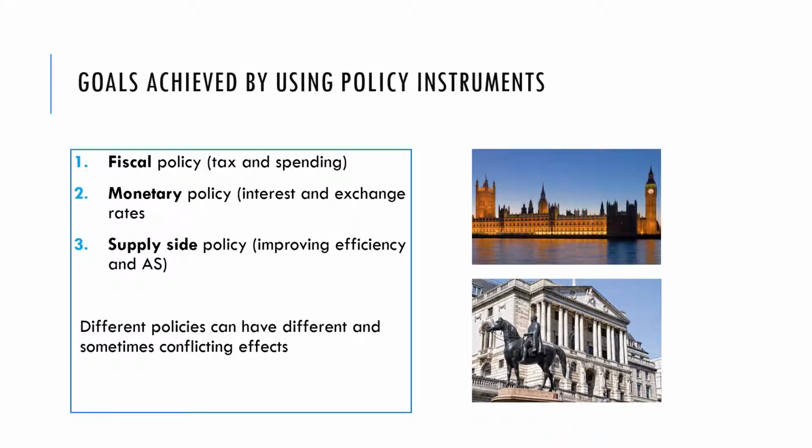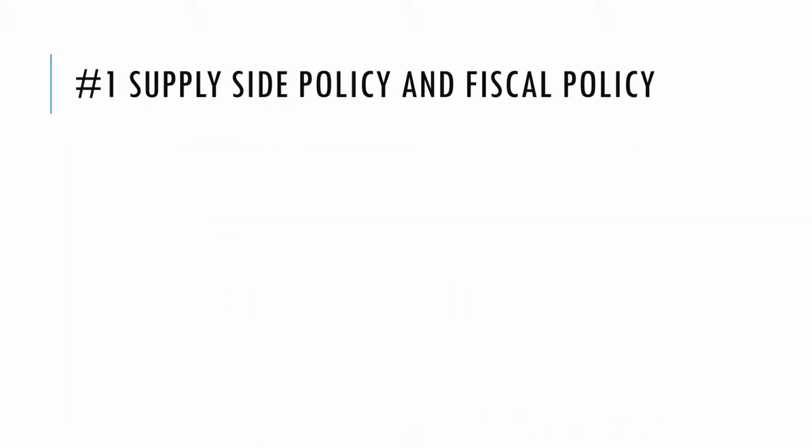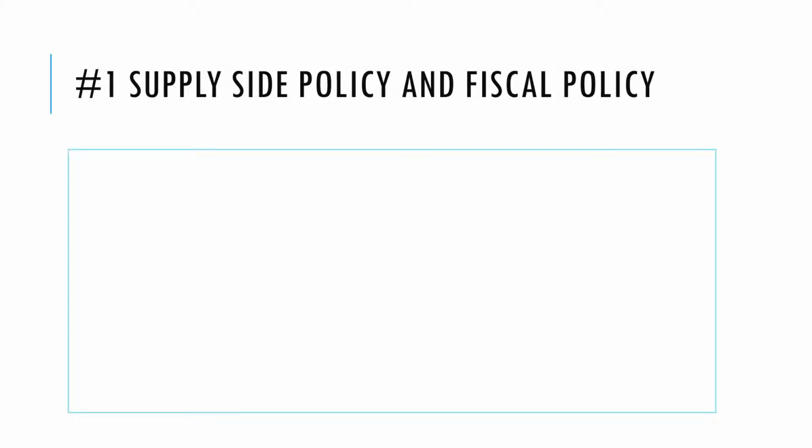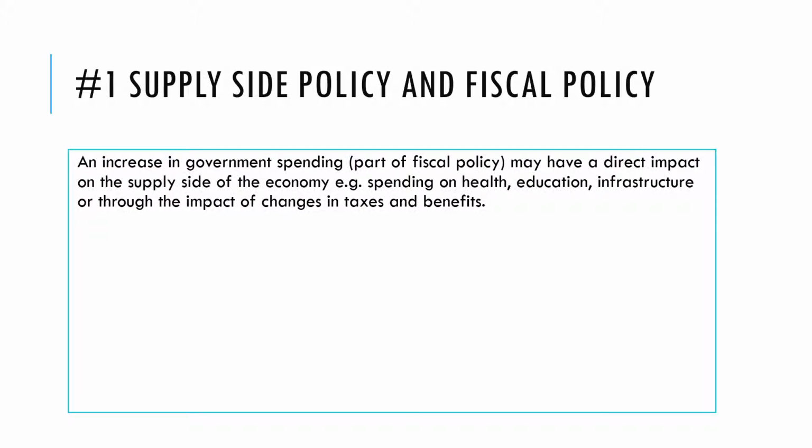So, for example, an expansionary fiscal policy might be in conflict with a contractionary monetary policy. One policy may impact on the outcomes or effectiveness of another. We need to have an awareness of this and look at some examples. So let's start off with an example of supply side policies and fiscal policies being in conflict. Let's imagine we have a fiscal policy here that involves an increase in government spending.